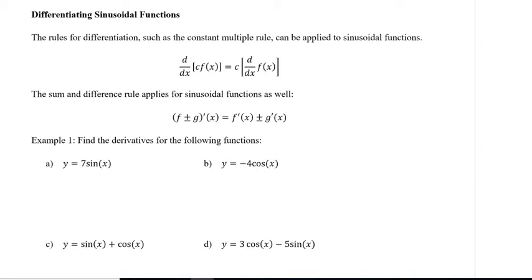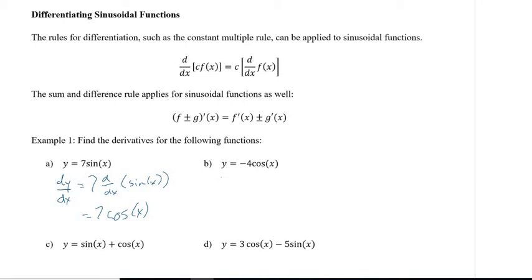It's saying find the derivatives for the following functions. So the first one is 7 sine x. Our derivative, just like if we had 7x squared, we would leave the 7 alone and we would differentiate x squared and multiply them together. So the same thing happens here. It just becomes 7 times d by dx of sine of x. We said the derivative was cosine of x, so it becomes 7 cosine of x.